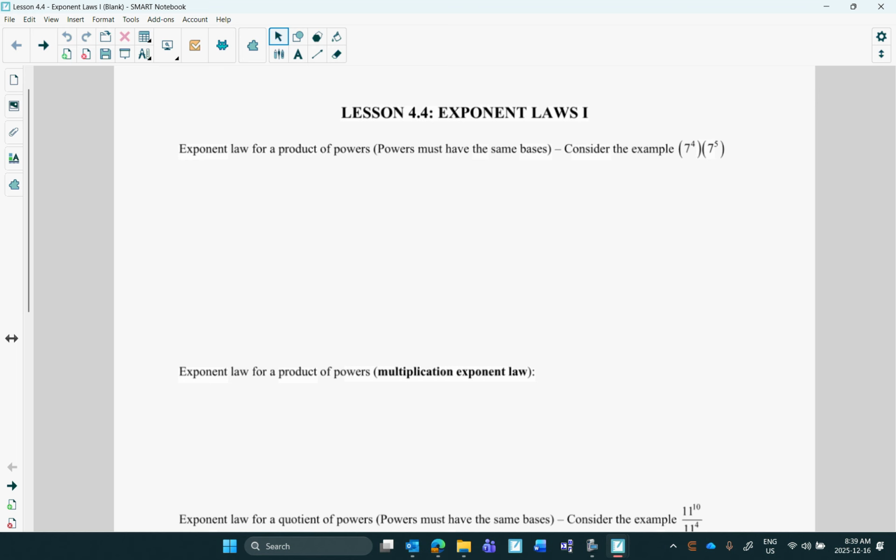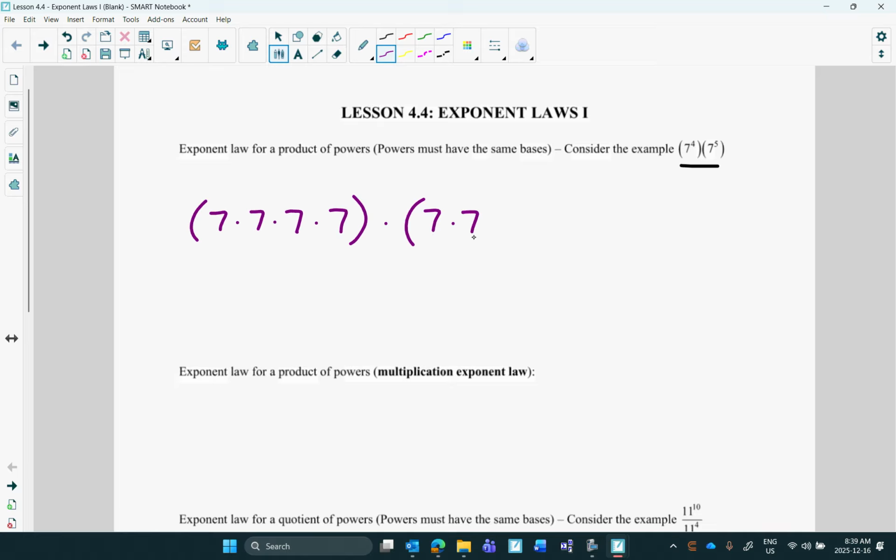Okay? And yes, you could do 7 to the 4th on your calculator, 7 to the 5th on your calculator, and then use your calculator again to multiply. But you can make this a little bit easier. I'm going to write this out. So 7 to the 4th is 7 times 7 times 7 times 7. 7 to the 5th is 7 times 7 times 7 times 7 times 7.